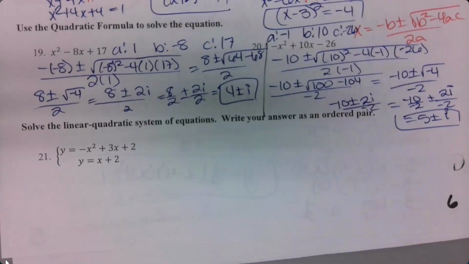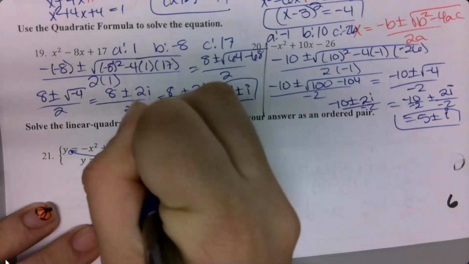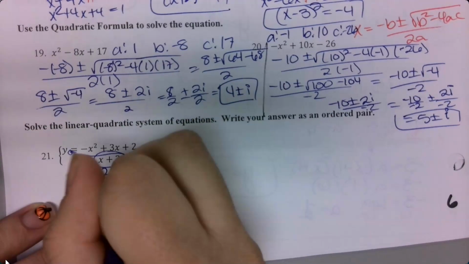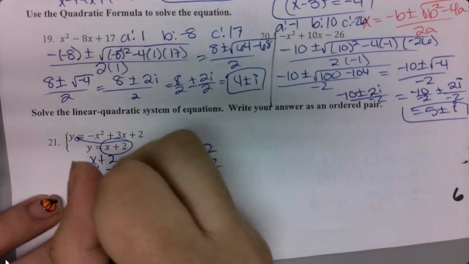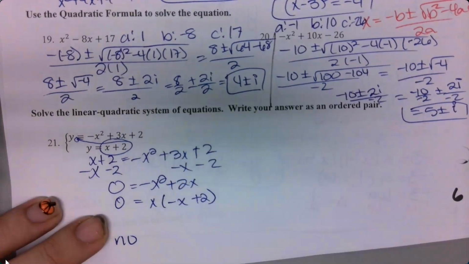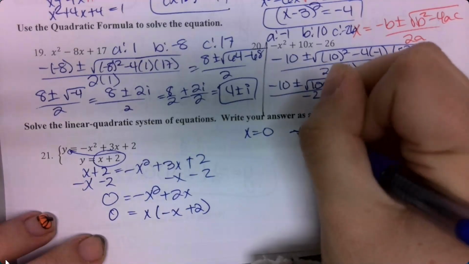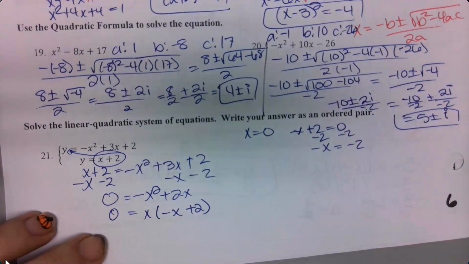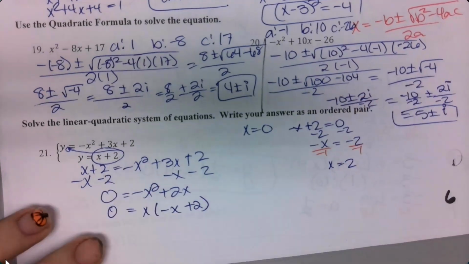This one wants me to solve the system of equations. I'm going to use substitution. So I'm going to have x plus 2 equals negative x squared plus 3x plus 2. I'm going to subtract x and subtract that 2. This gets me 0 equals negative x squared plus 2x, and then my 2's cancel out. I want to factor out an x, so I have x times (negative x plus 2). I'm going to take each of my factors and set those equal to 0. So I have x equals 0, and then negative x plus 2 equals 0. I'm going to subtract 2. I have negative x equals negative 2. x equals 2.